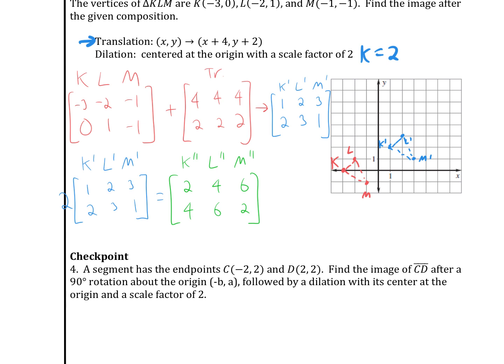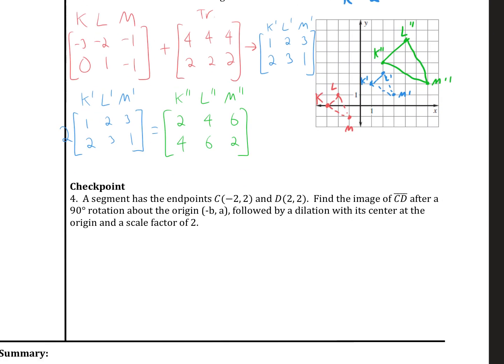And then the last thing we did is we dilated it, we enlarged it using the origin, okay? So we go right 2 up 4, that's K double prime. We went right 4 up 6, and that's L double prime. And then we went right 6 up 2, and that's M double prime. We took every length from the origin and we made it 2 times as big. Very cool.